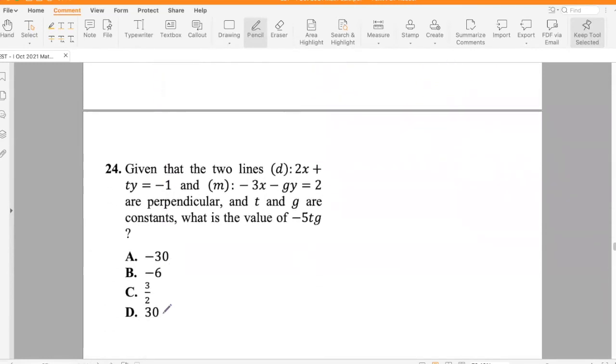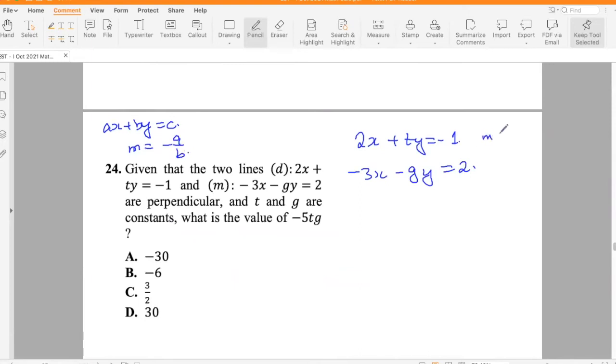Given that the two lines 2x plus ty is -1 and minus 3x minus gy is 2 are perpendicular and t and g are constants, what is the value of minus 5 tg? Okay, so 2x plus ty is -1 and minus 3x minus gy is 2. So when the line is written in the form ax plus by is c, the slope is minus a by b. So the slope for this line is minus 2 by t, and the slope for this line would be minus 3 by g because the negatives will cancel.